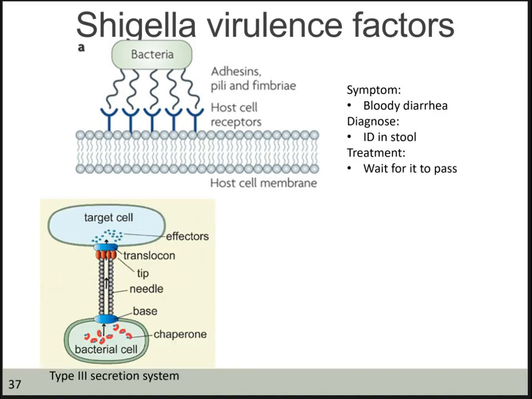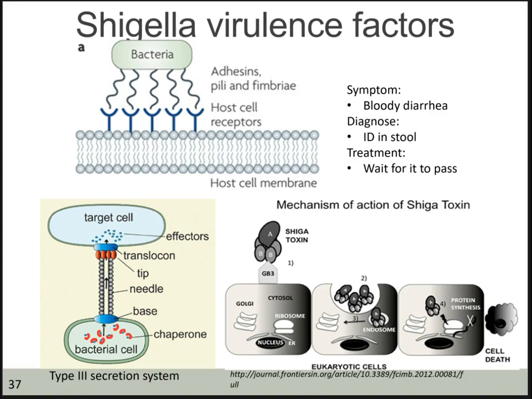Another interesting virulence factor of Shigella is the type 3 secretion system that allows this bacteria to transmit proteins directly from the bacteria into the host cell. So it's basically a tube that forms between the bacteria and the host cell that directly injects things into the host cell.